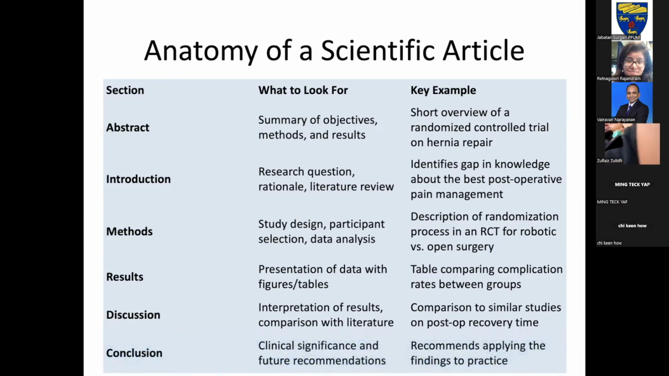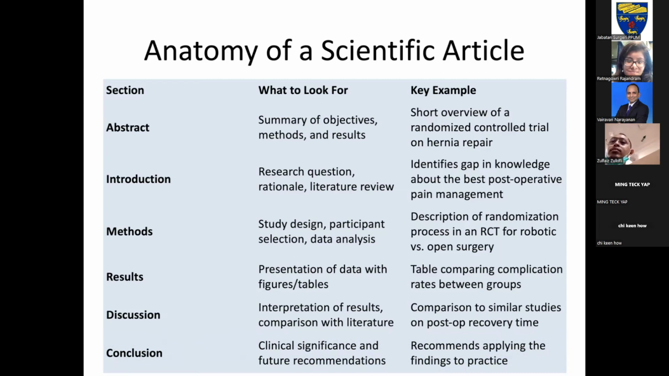And finally, you come to the conclusion. The conclusion is where you reiterate the most significant findings of your study, not all of your study, but the most significant findings, as well as your future recommendations: how this study can be improved, how it can be replicated, or where the future direction of this study lies.